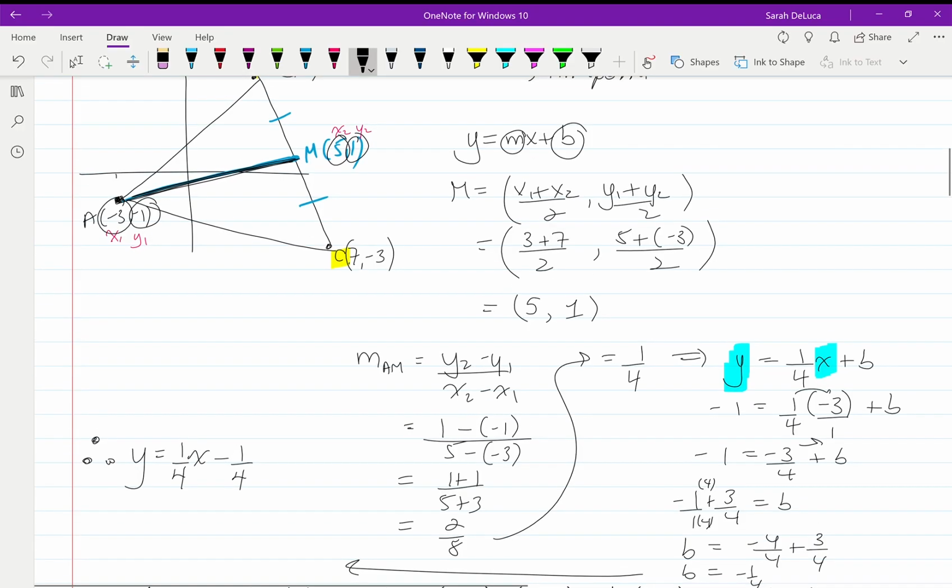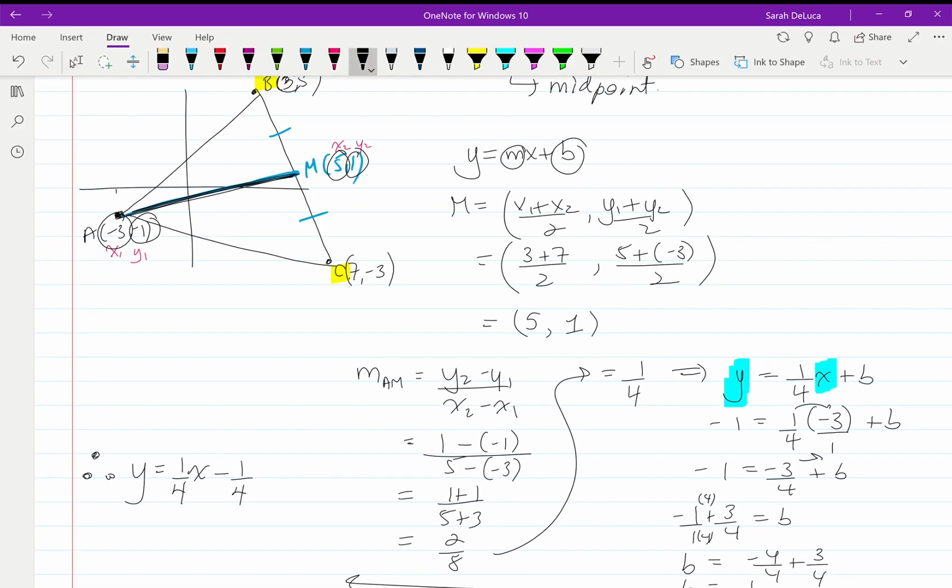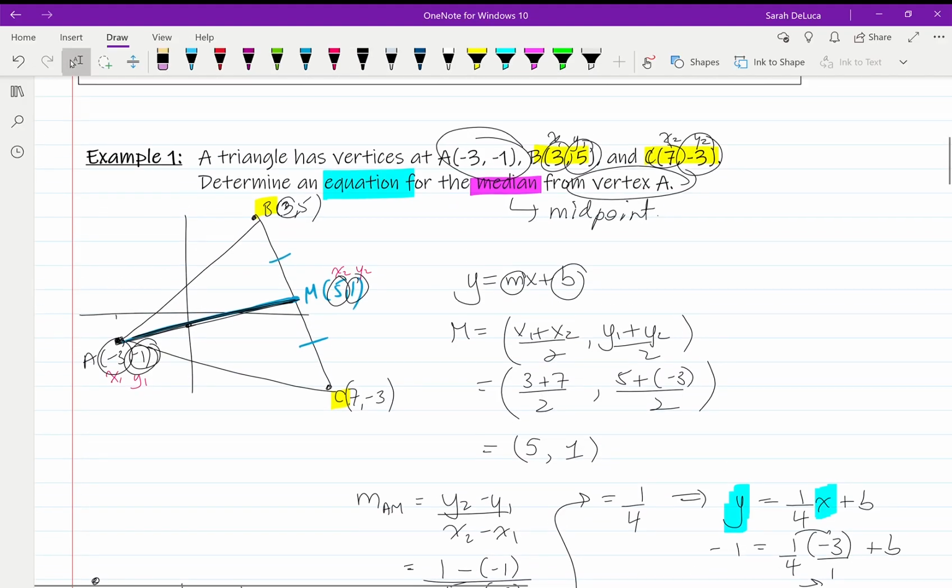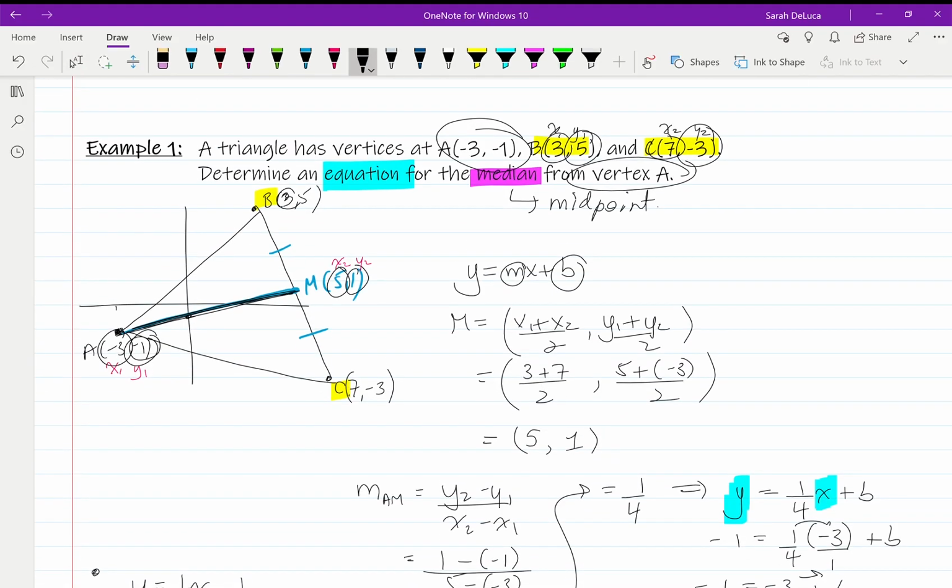Okay. Taking a look at my line, it definitely has a shallow slope. It's got a positive slope, so that's what I've got here. And the y-intercept is negative a quarter, and that looks close too. It looks like it should be above negative 1, should be negative. So that seems reasonable with my sketch. So again, keyword is median. Median means you're drawing a line from the vertex that's indicated in the question to the midpoint of the other side. You have to find the midpoint and then use that to determine the equation of the line with the other given coordinate.